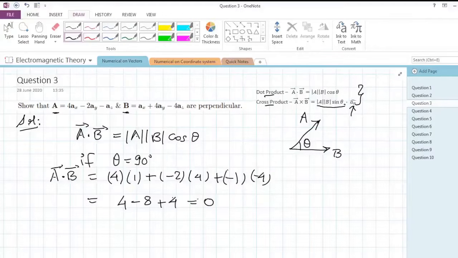So hence it is proved that if the dot product is 0, that means theta would also be 90 degrees, which means A is perpendicular to B. That's how it is proved.